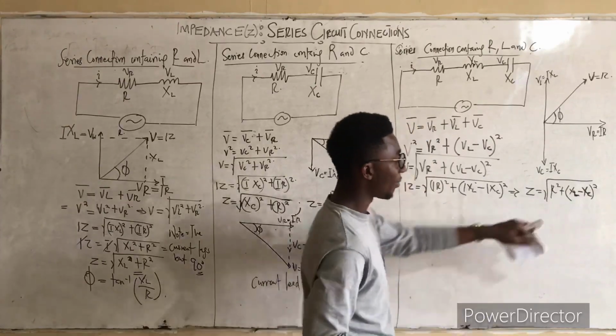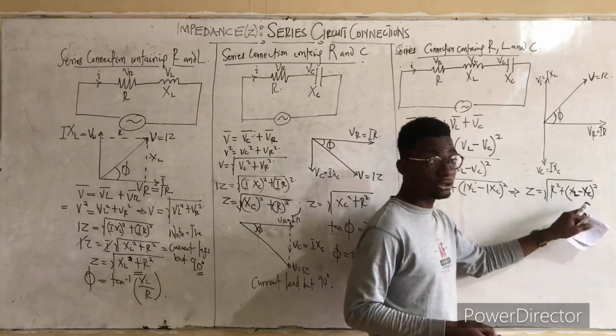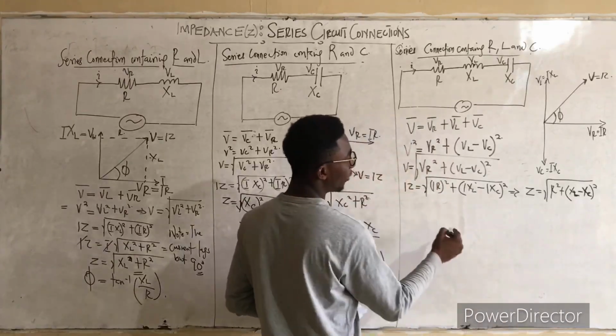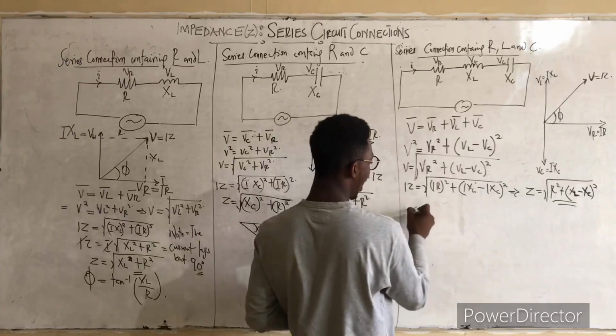So sometimes when the capacitive value is higher than this, you make this one the other way round. When the negative value is higher, you just put it there. So depending on what the values are. Okay. So this will give what? The impedance when you are connected here. But how do you find the angle here?